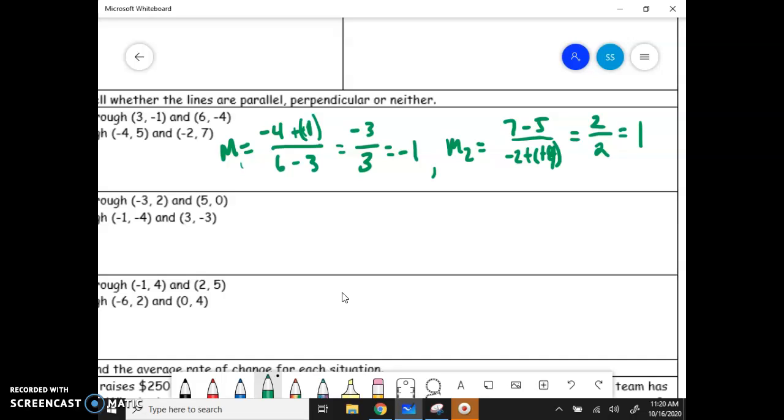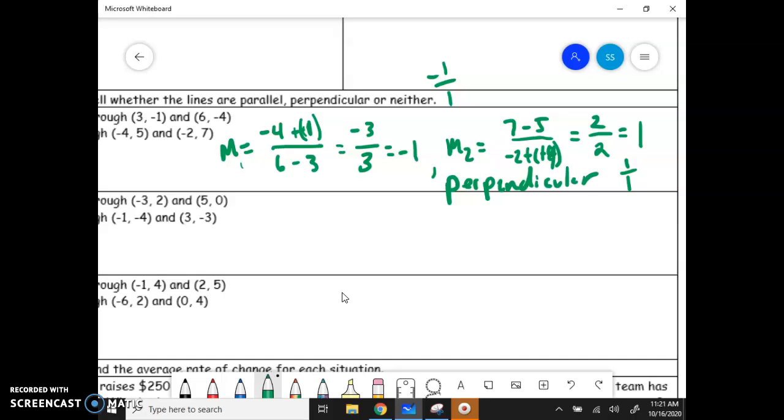Is that anything special? This one's kind of a tricky one because this is like -1 over +1, and this is +1 over positive 1. So this one's kind of a tricky one. Normally, if they're just simply opposites, that's neither. However, these are technically reciprocals also. So this one here is perpendicular.